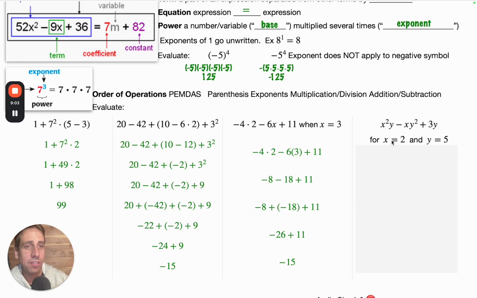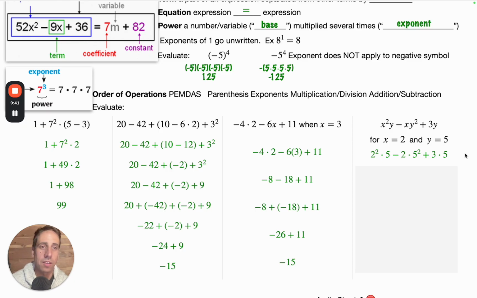Let's do it one more time. Check out this wild, complicated expression here. Every time we see an x, we're going to write a 2. Every time we see a y, we're going to write a 5. Remembering that there's actually multiplication. It's not typed out here. The x squared is actually times y, and x times y squared, 3 times y. So I inserted a whole bunch of multiplications to make it really visible here. So this is really going to be 2 squared times 5 minus 2 times 5 squared plus 3 times 5.